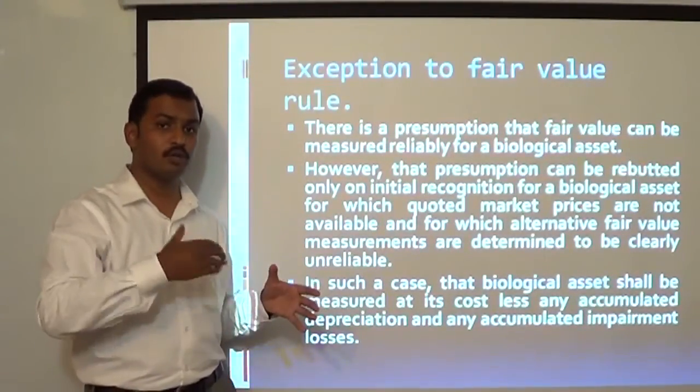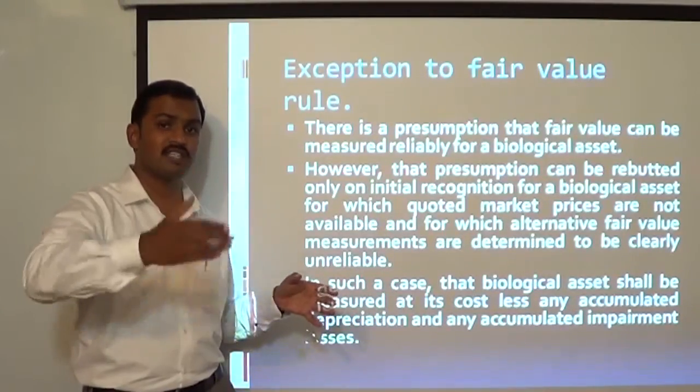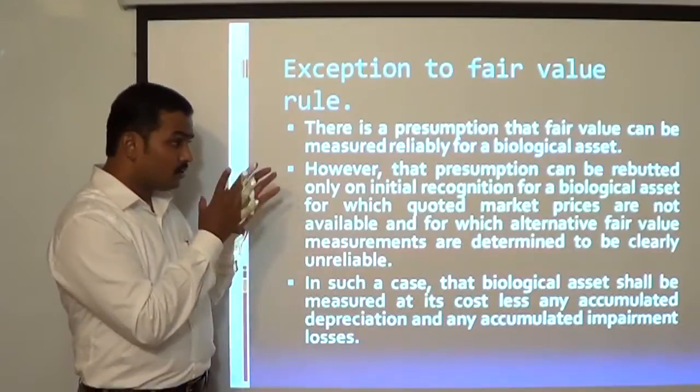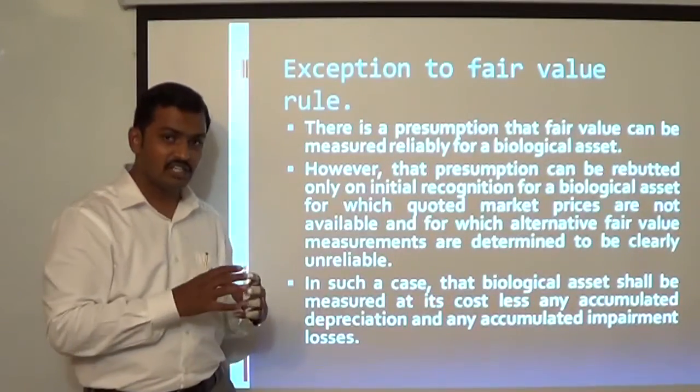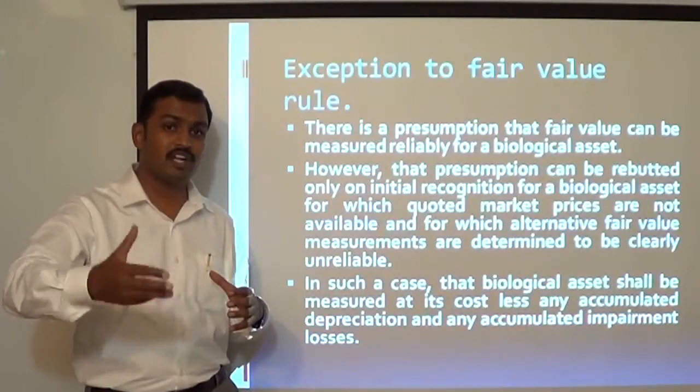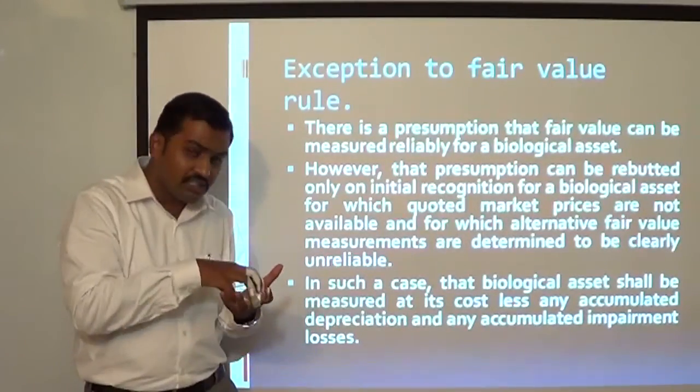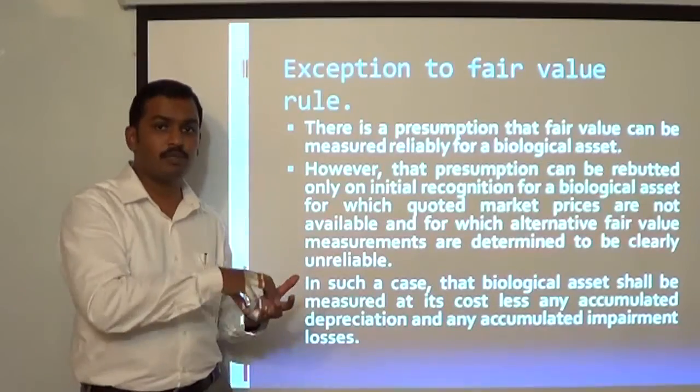When you follow the cost model, you are going to show the biological asset at cost less accumulated depreciation and accumulated impairment losses. But you can rebut the presumption only at initial recognition, but continuously you have to try to arrive at the fair value subsequently. So suppose at initial recognition you are not able to arrive at fair value, you can adopt the cost model.